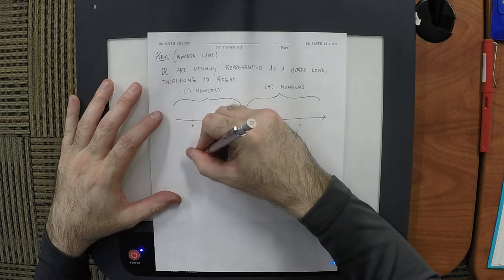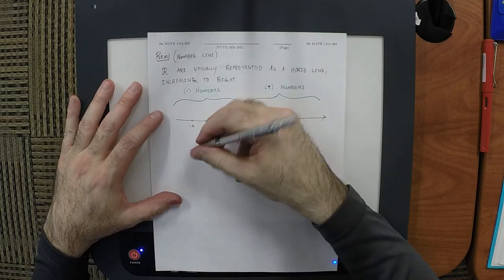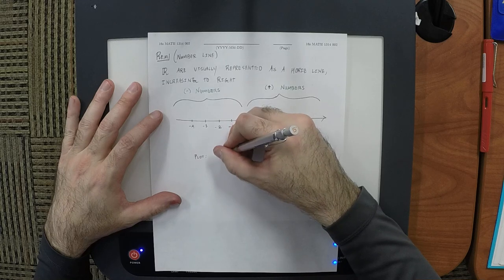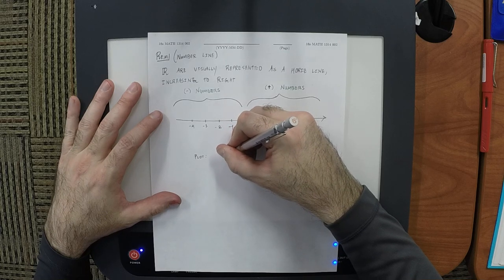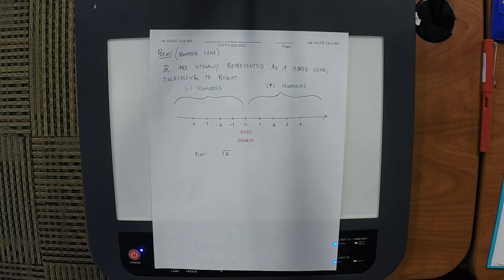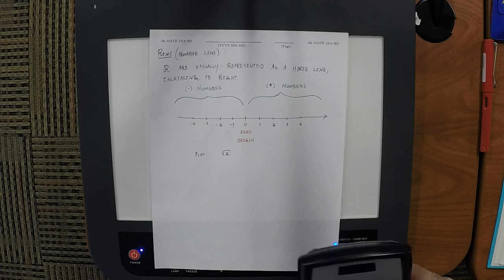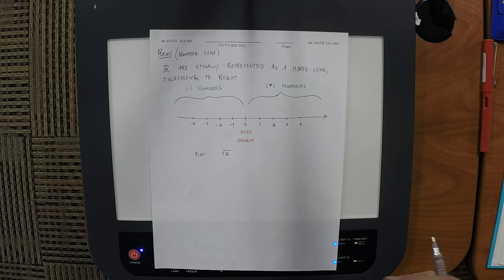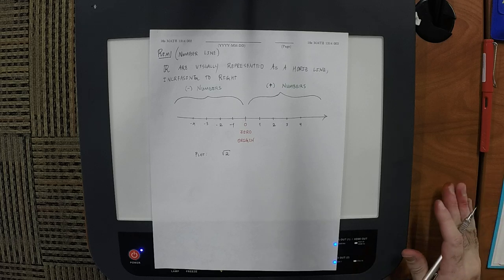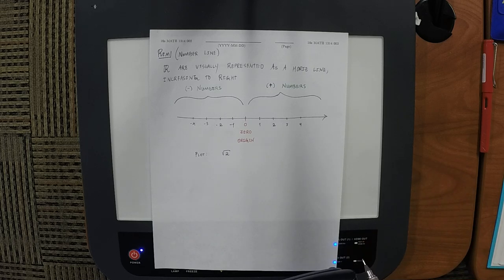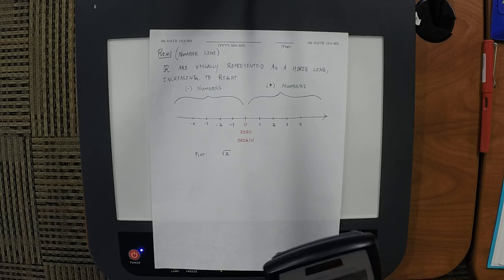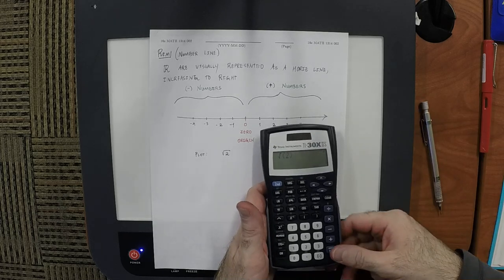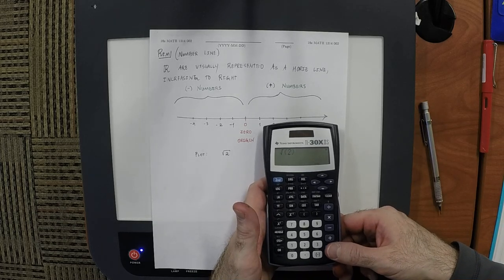I could ask you to plot, that is to say, mark on the number line, the square root of 2. Well, in order to be able to do that, you've got to know approximately how big the square root of 2 is. This is one of the numbers that it's in your interest to memorize the first two or so decimal places. Even if you don't have it memorized yet, you should memorize it. But even if you didn't, your calculator could rescue you. You could ask for the square root of 2.